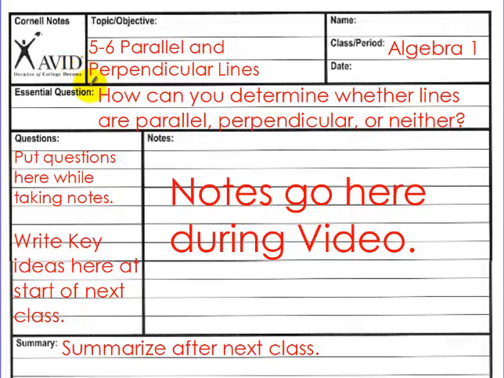Welcome, Algebra 1. This is section 5-6, parallel and perpendicular lines. The essential question is, how can you determine whether lines are parallel, perpendicular, or neither?